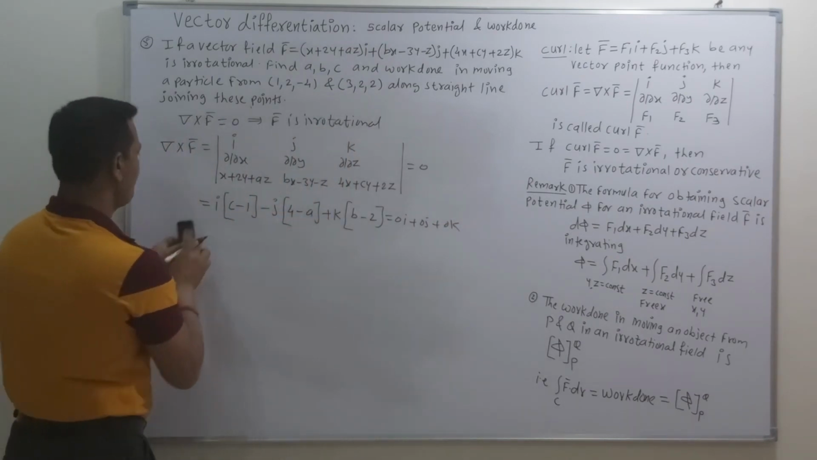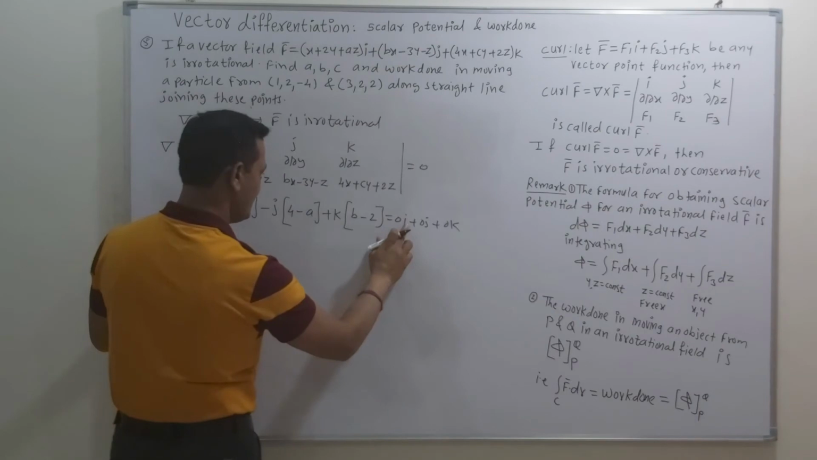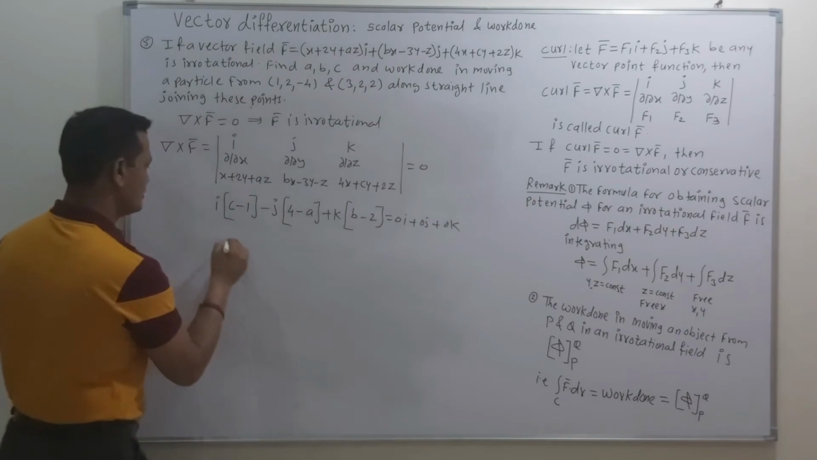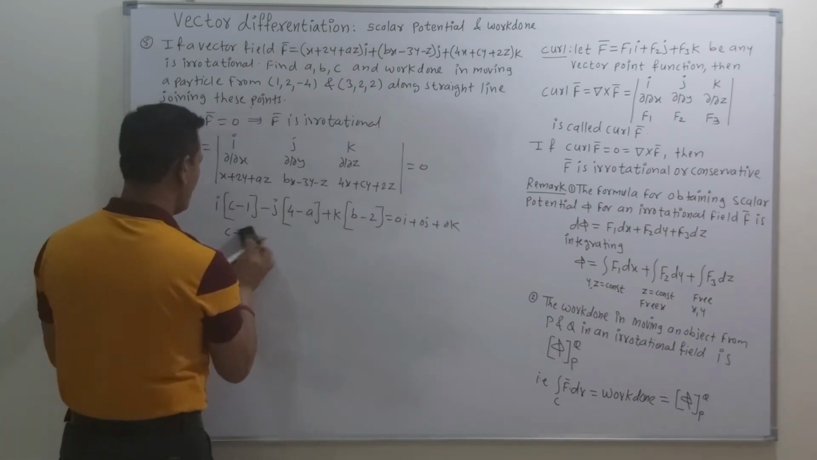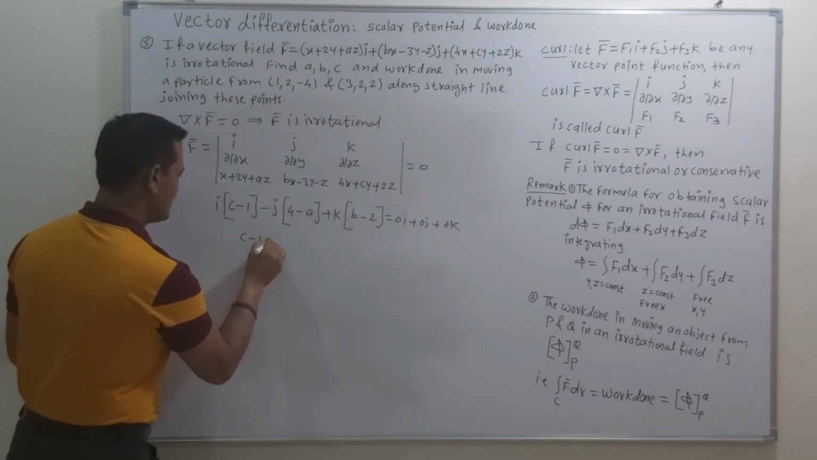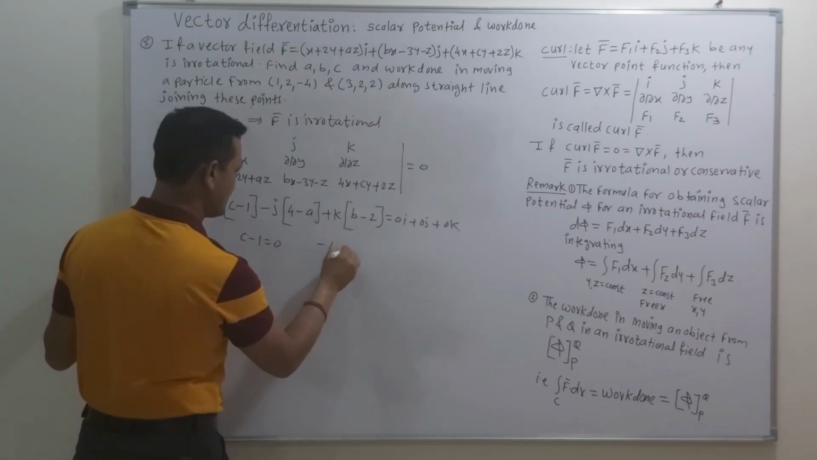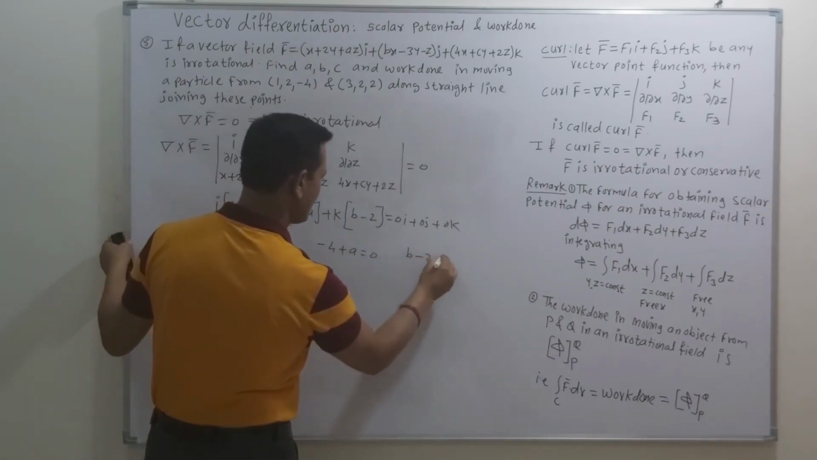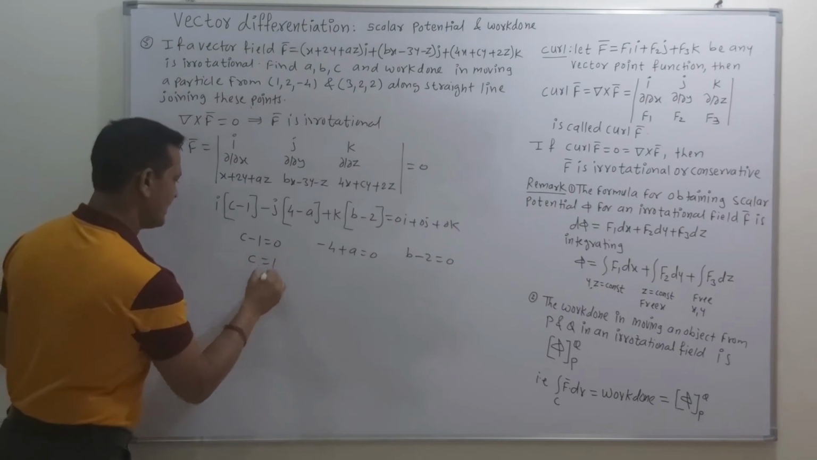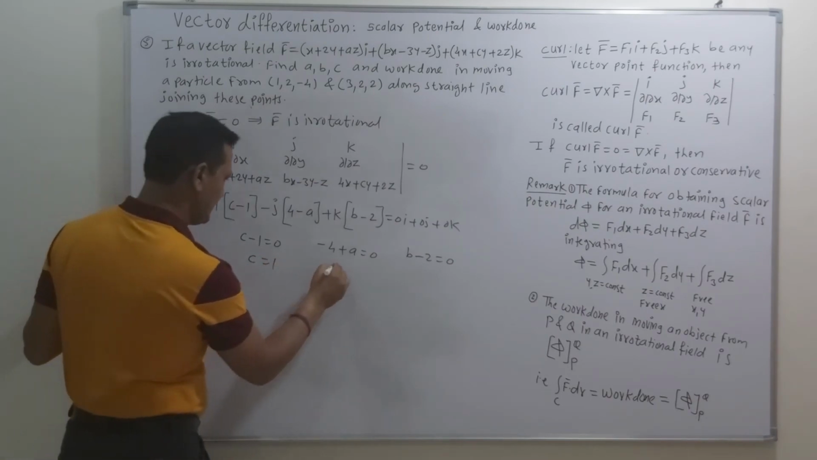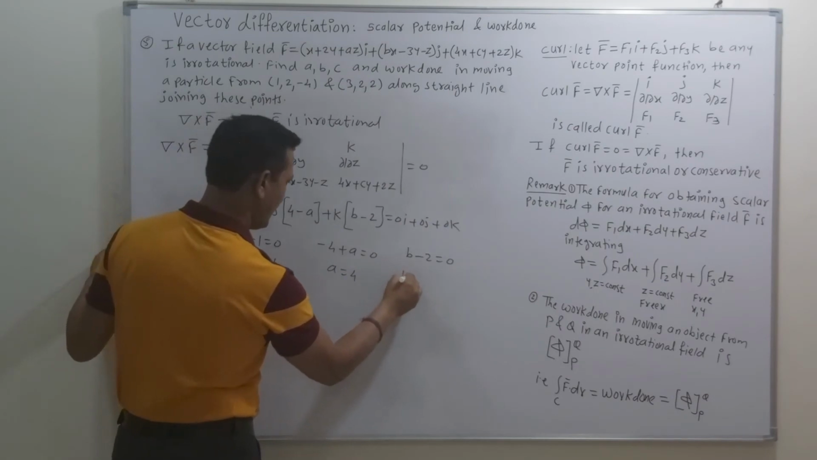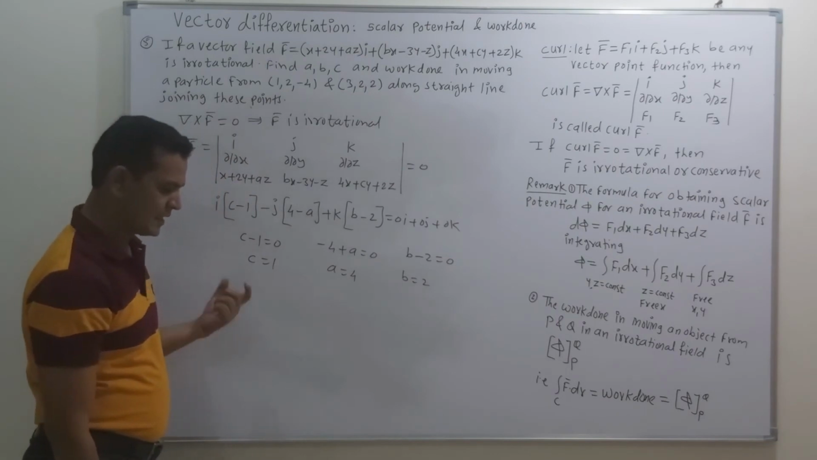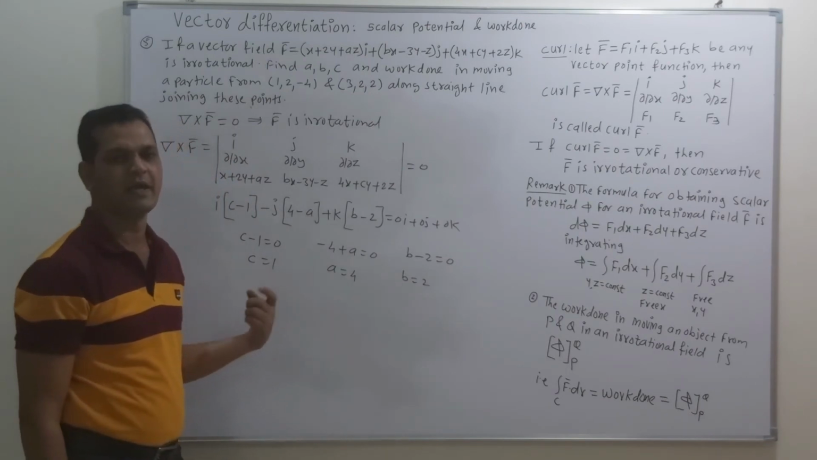If we compare the unit vector term coefficients, that means compare the coefficient of the i term, j term and k term, so we get c plus 1 is equal to 0, c minus 1 is equal to 0, then minus 4 plus a is equal to 0 after taking this minus to the other side, then b minus 2 is equal to 0. So we get c is equal to 1, a is equal to 4 and b is equal to 2. So these are the values of the constants a, b and c.